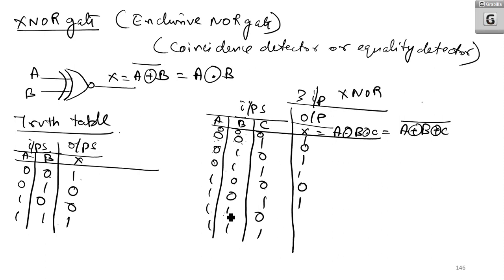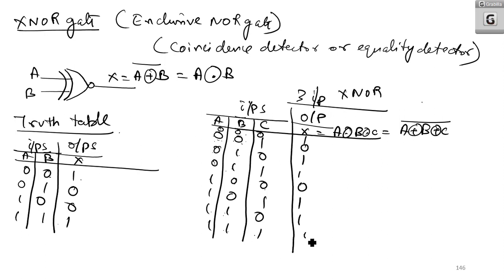1 XOR 1 is 0. Then 0 XOR 0 is 0. Again, 0 bar is 1. 1 XOR 1 is 0. 1 XOR 1 is 0. Then 0 XOR 1 is 1.